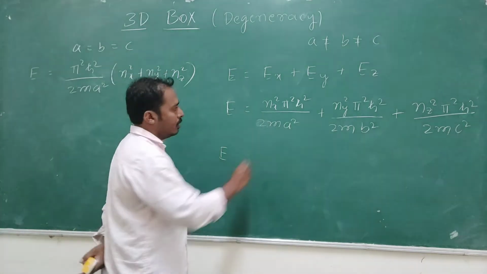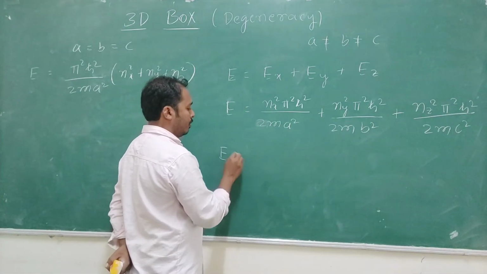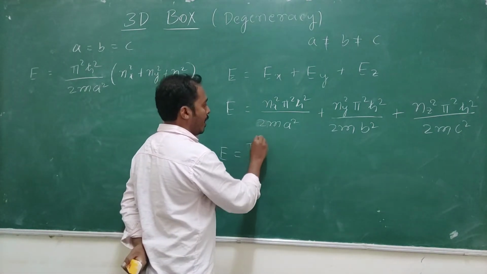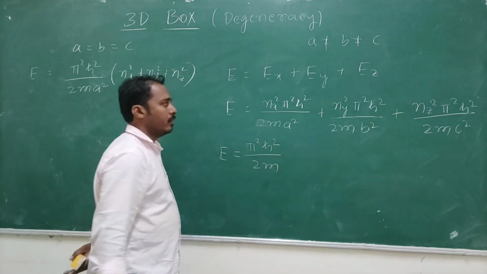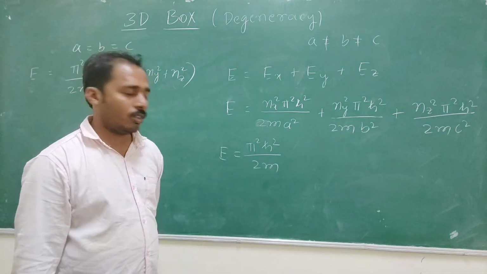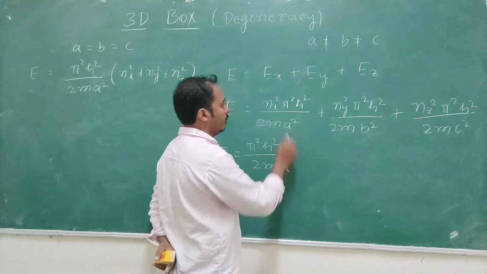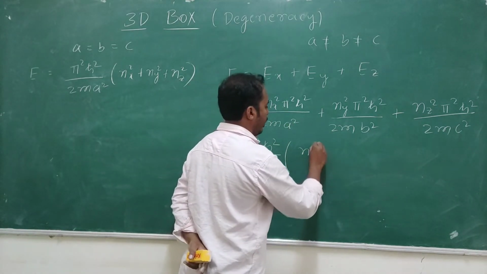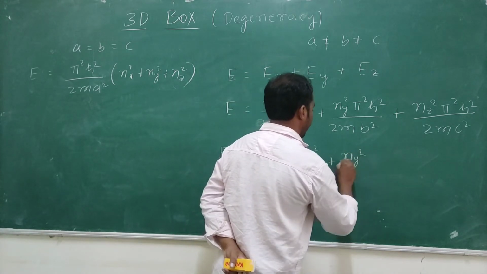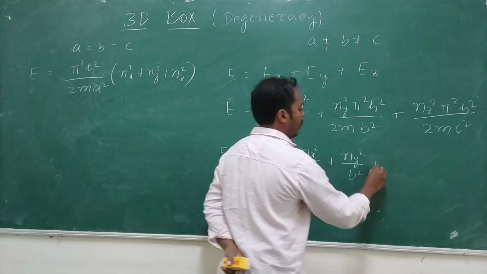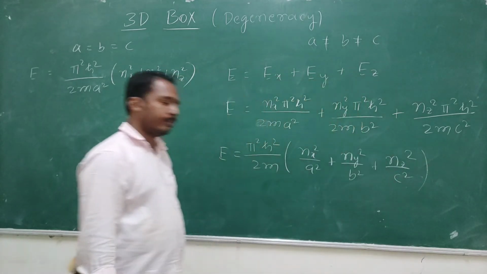Take the common factor, π² ħ² divided by 2m. E is equal to π² ħ² divided by 2m into nx² by a² plus ny² divided by b² plus nz² divided by c².